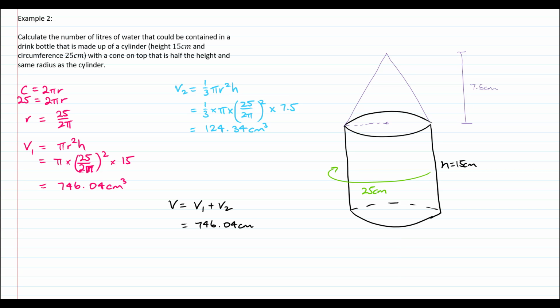Thus my volume is equal to volume 1 plus volume 2, which is equal to 746.04 centimetres cubed plus 124.34 centimetres cubed, and that is equal to 870.38 centimetres cubed, which is equal to 870.38 millilitres, using that straight conversion of 1 millilitre is equal to 1 centimetre cubed.